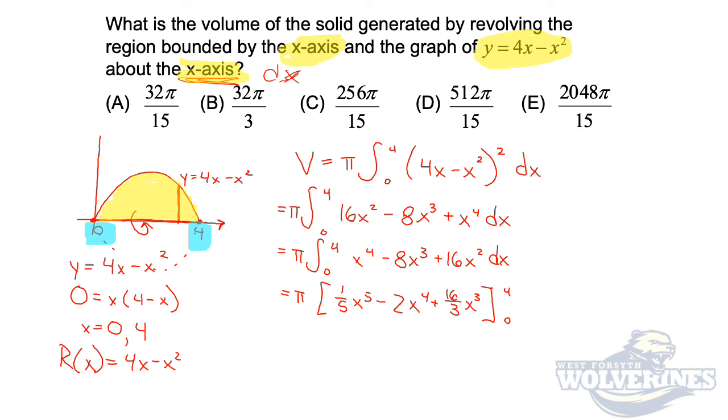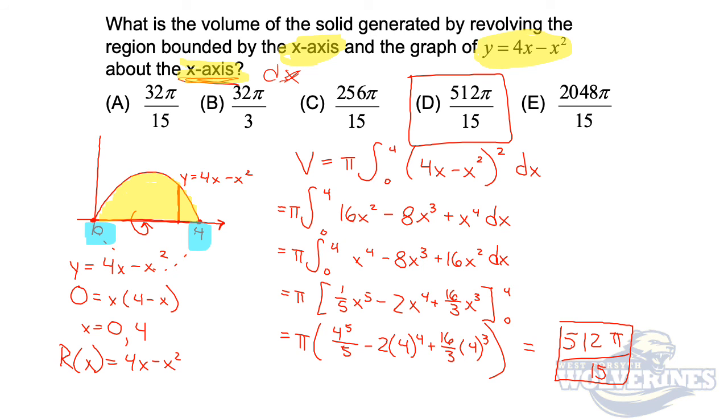Pi is just waiting out in front, just chilling, waiting its turn. Then you would plug in the 4, and then you would be really grateful that the bottom limit is 0 because it's all that stuff just minus 0. So that's nice. And eventually, a whole lot of arithmetic later, you get to D. It's 512 pi over 15. If there were something like this on a multiple choice, you could just figure out which one is equivalent to that on a calculator or something.